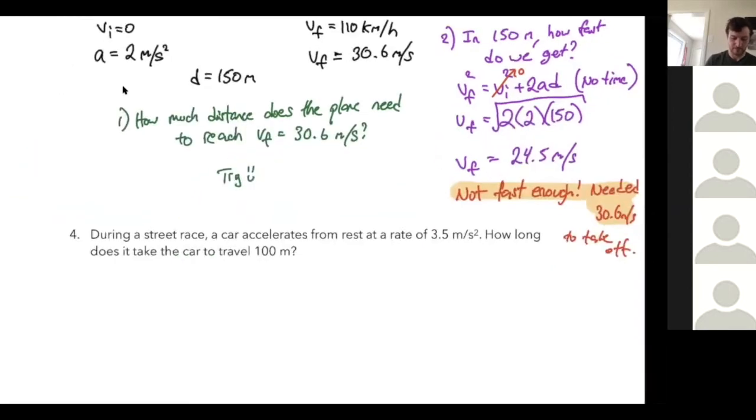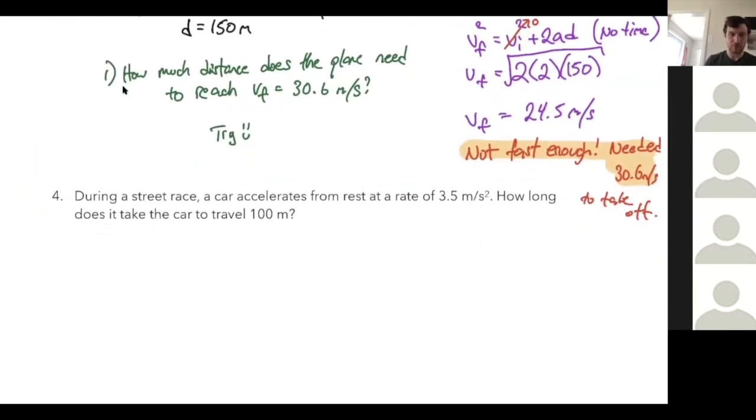Good. Cool. Question number 4. During a street race, right? A car's accelerating from rest at 3.5 meters per second squared. How long does it take the car to travel 100 meters?